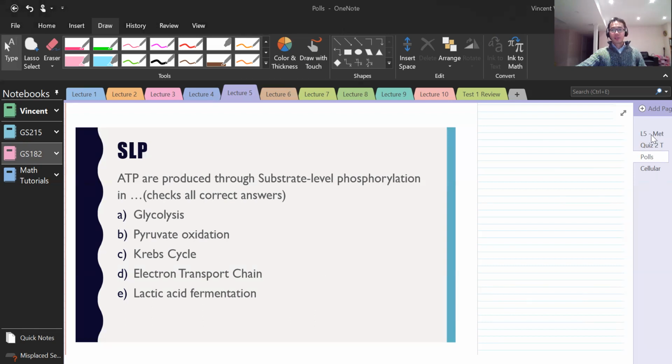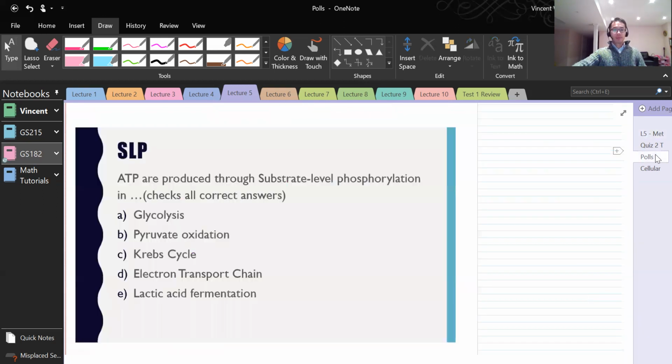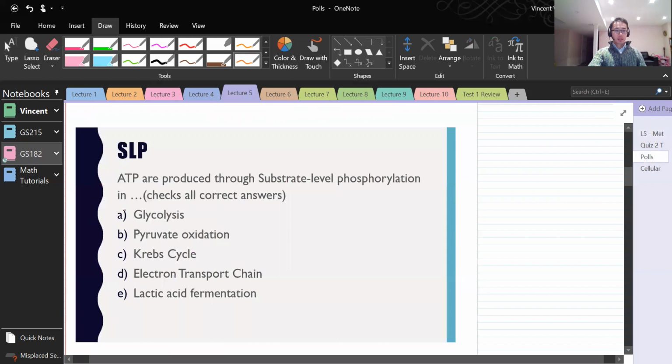All you have to do is look at the chart we did. ATP is produced here and here, and these are through substrate level phosphorylation. No ATP is produced in the pyruvate oxidation, and everything produced in the ETC is through oxidative phosphorylation. So the correct answers are glycolysis and Krebs cycle.